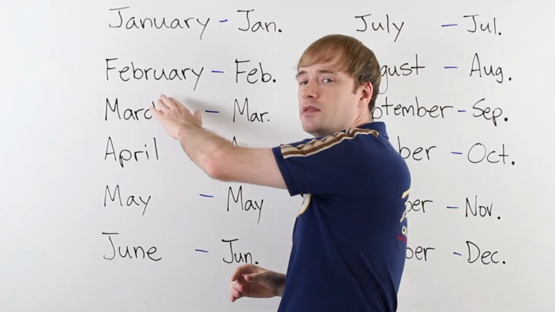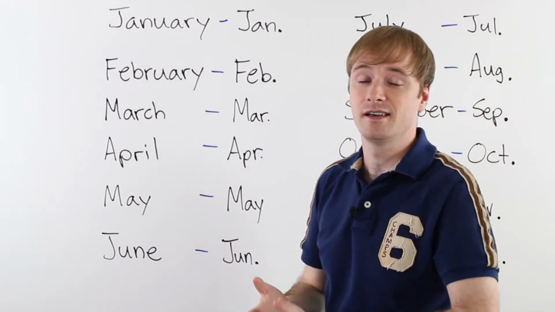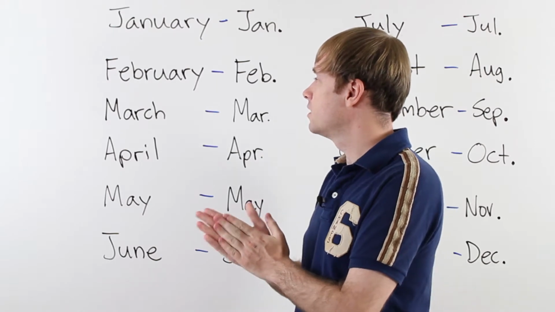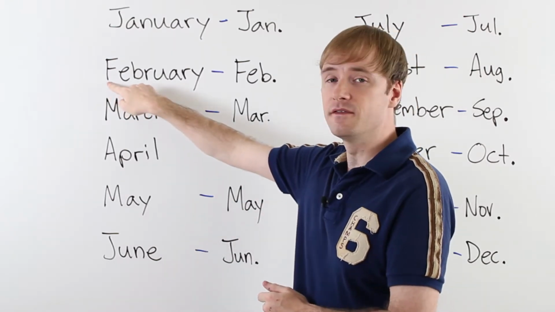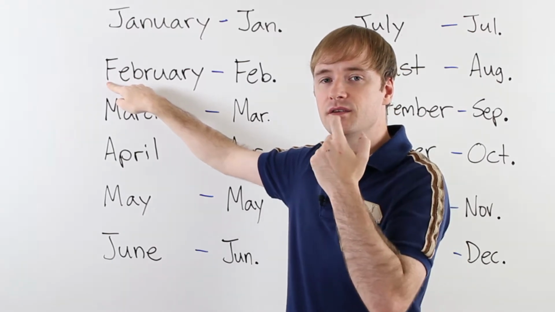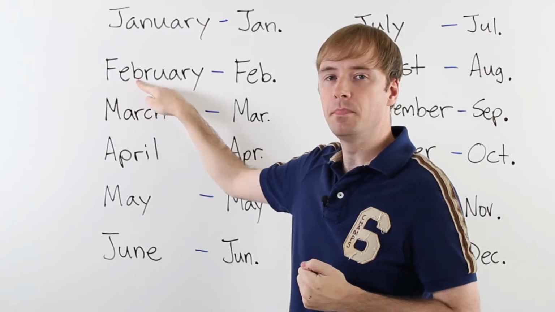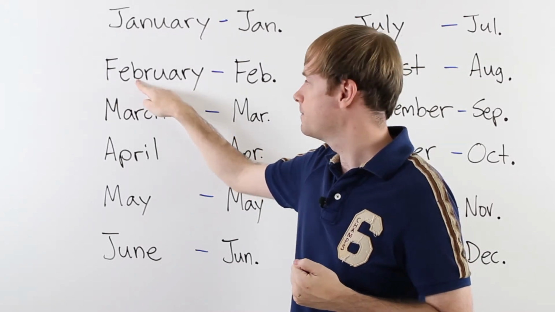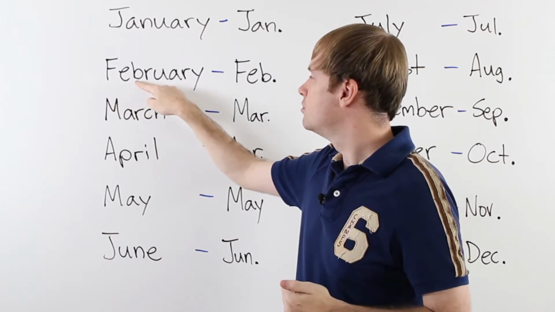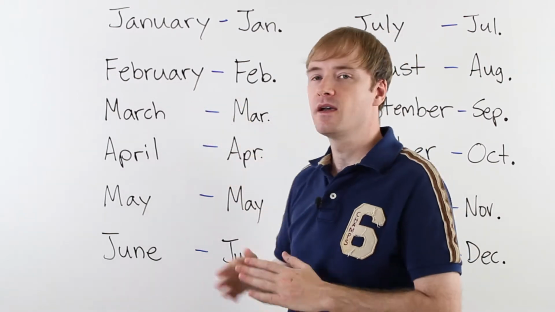The next month is probably the most difficult month for my students to pronounce and spell. They're always confused with this. Now let's focus on the F. This is an F sound. Your teeth should touch your lip. And this is a B sound. B, b, b. So we should think of this as feb, brew, airy.